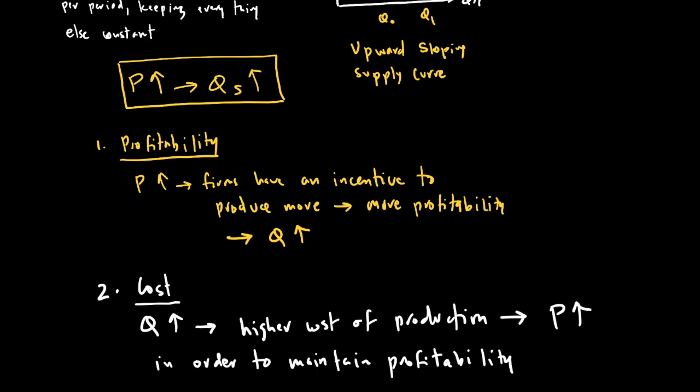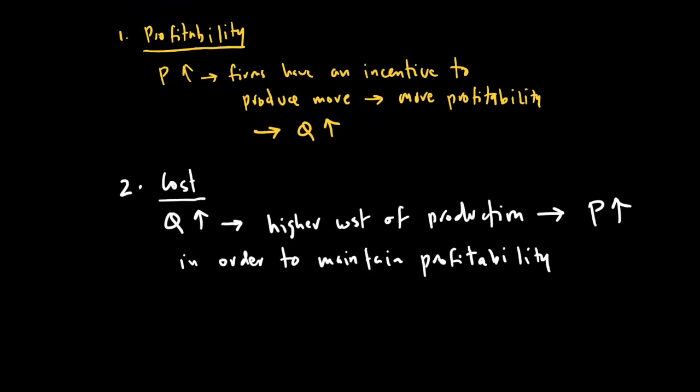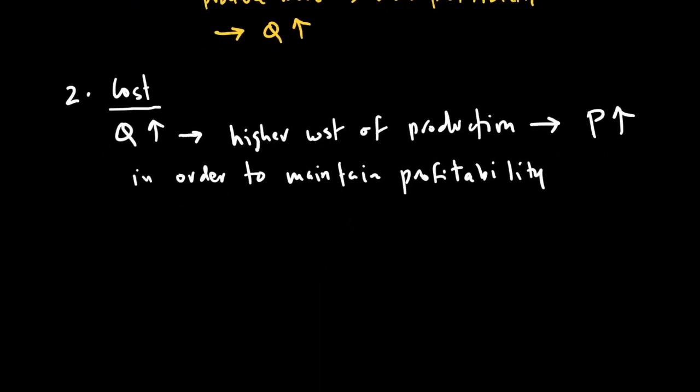So going back to our diagram, we are saying that if the quantity goes up, the firms may have a rise in the cost of production, which means the price has to go up in order to maintain profit. Otherwise, firms will not have any incentive to produce more because the cost is rising. The price has to rise to compensate them.